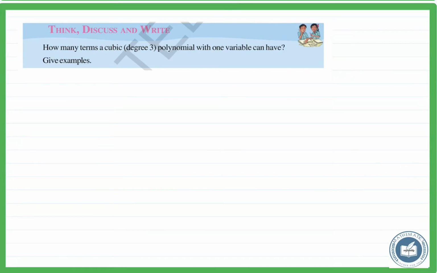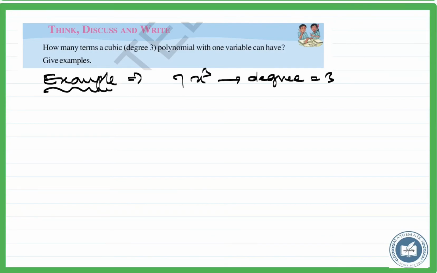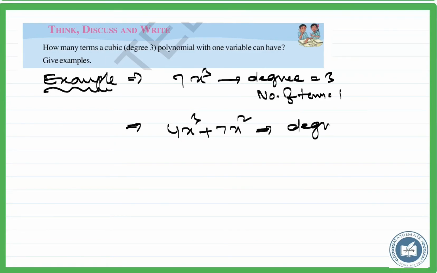Now I am going to give the examples. 7x cube. Here the degree is 3. Number of terms is 1. Second, 4x cube plus 7x square. Here the degree of the polynomial is 3. Number of terms is equal to 2.